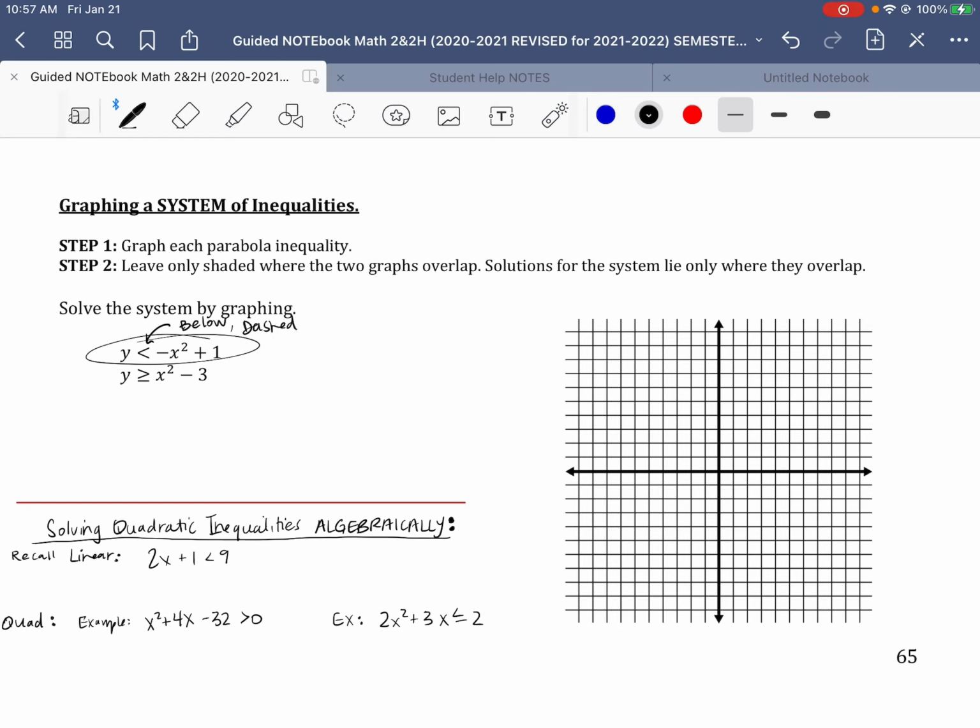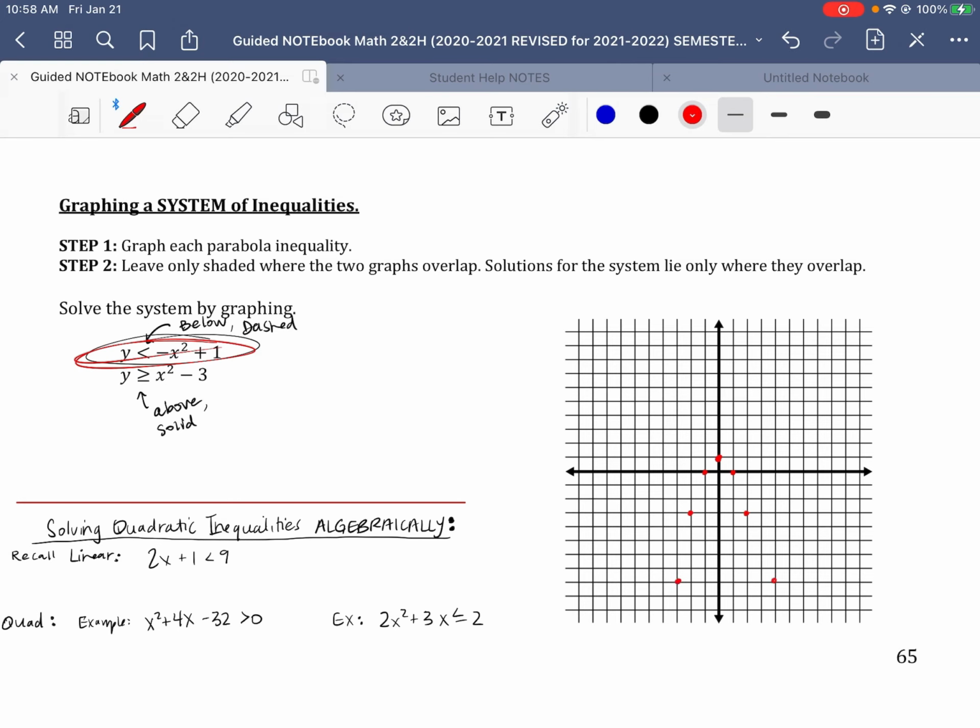This bottom function, y is greater than or equal to x squared minus 3, we are going to shade above because it's greater than, and it's going to be a solid line because it's greater than or equal to. So if I were to graph these, I'm going to graph this top one in red. And I know that this is a parabola that's been shifted up 1. Again, you can just plug this into your calculator. But here's this function if I plot these points.